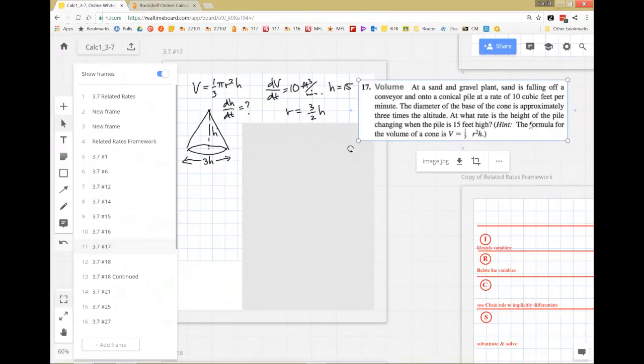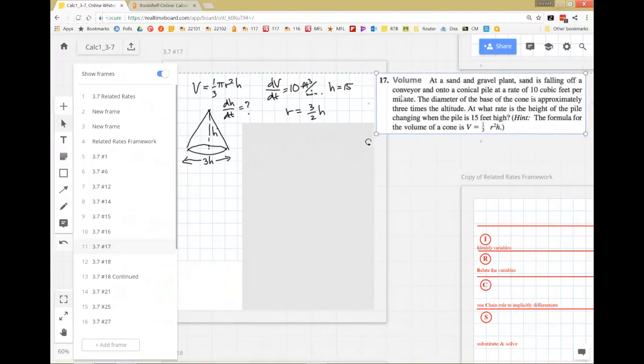They're asking at what rate is the height of the pile changing. So notice I wrote down dh/dt. That's the unknown. And we were told the volume is changing at 10 cubic feet per minute, so we know dV/dt. And then they gave us the formula for the volume of a cone. Okay, so we're pretty much ready to dig in.